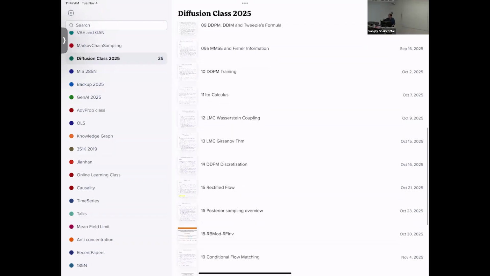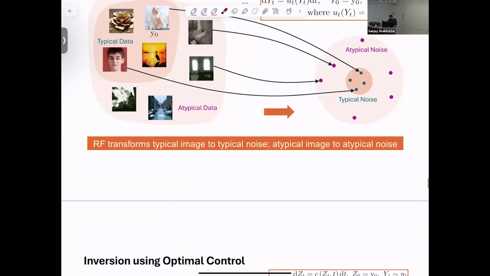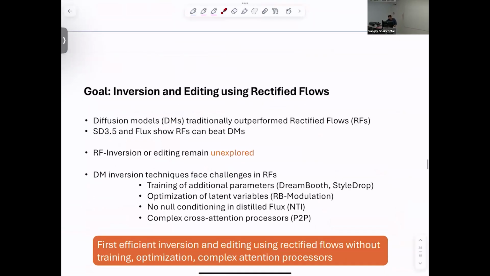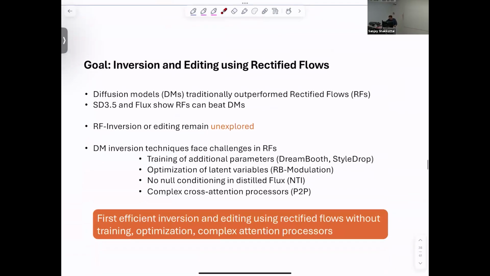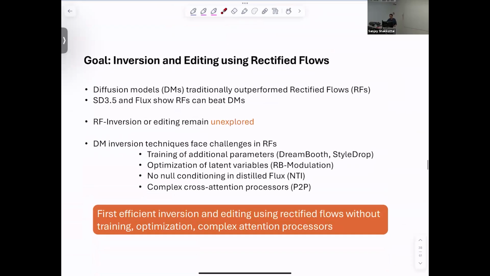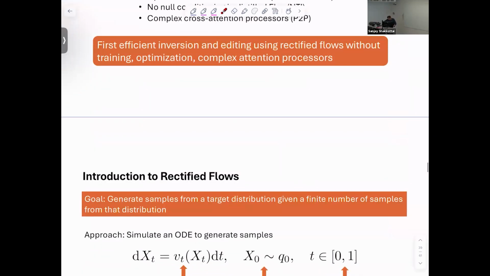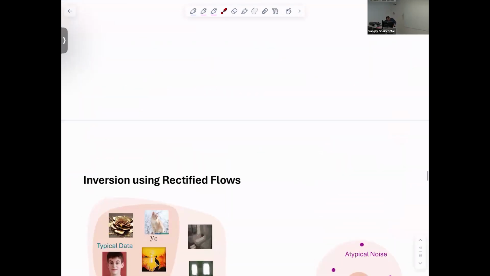Okay, so that brings me to the end of flow matching. For the rest of the 20 minutes or so, I'll just go through where I left off with RF inversion. All this was last time. Remember, we did RB modulation and we stopped in the middle and said we want to do inversion with rectified flows. Now we'll talk about how we could do this.